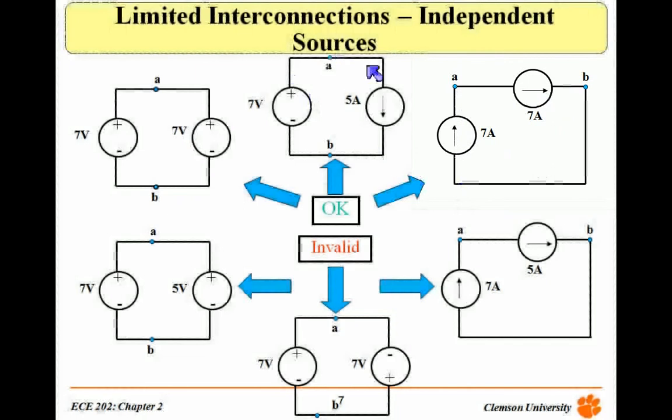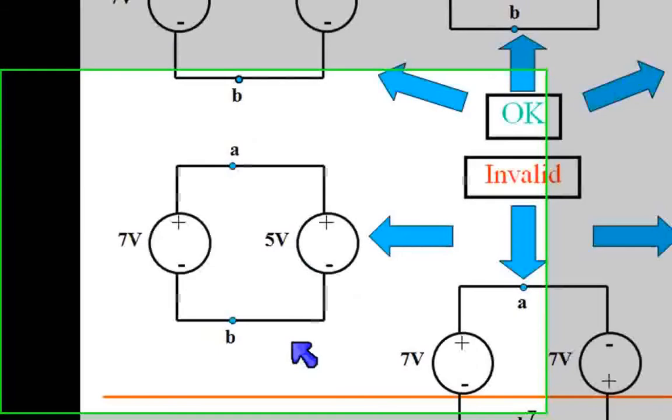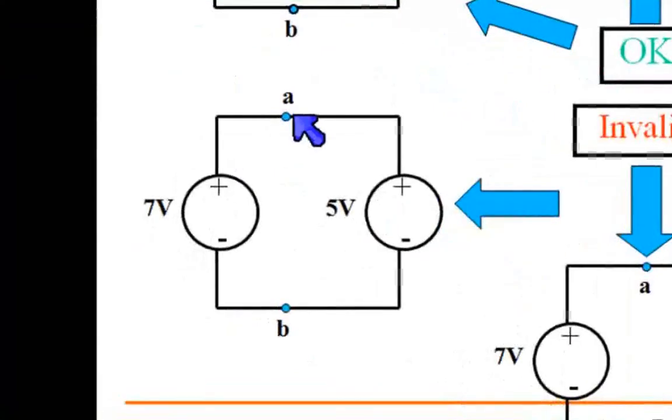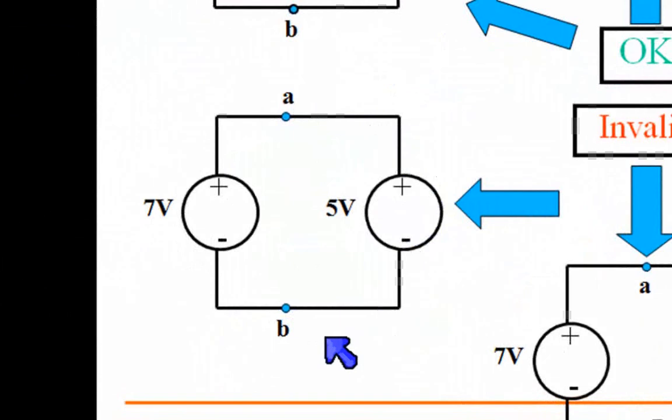Now let's look at some other possible configurations that do have a problem. This says I've got an ideal 7-volt source connected between A and B and an ideal 5-volt source connected between A and B. Now we have a problem because this 7-volt source says the voltage between point A and B is 7 volts no matter what. But this 5-volt source says the voltage between this node A and B is 5 volts no matter what. Now the voltage between A and B cannot be 7 volts and 5 volts simultaneously. Okay, that's a problem.